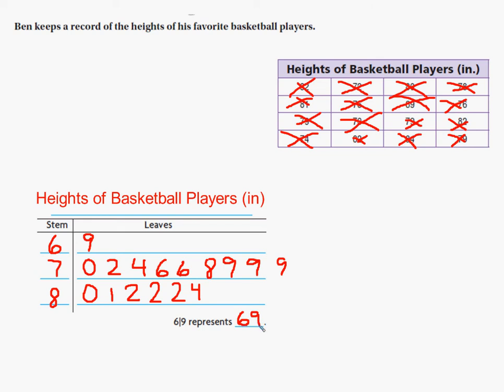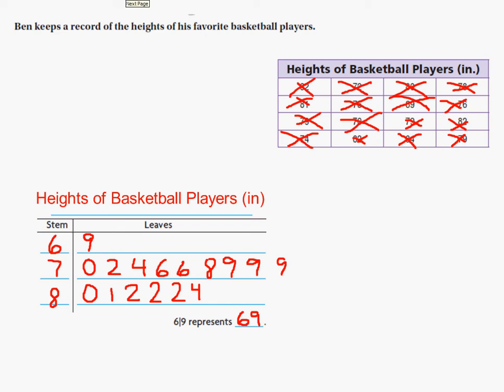Now, if my numbers were decimals, like 8.2, 8.1, and all that, my stem and leaf plot would look exactly the same, but the key would be different. I would say 6|9 represents 6.9. So that's how you interpret what place value these numbers are in. So that's how you make a stem and leaf plot.